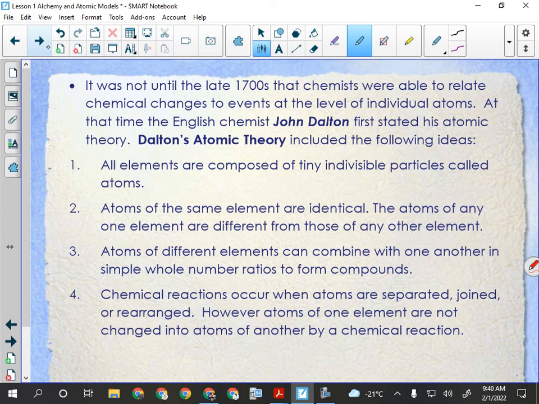Third point. They're all identical, and atoms of any one element are different from those of any other element. And that's where the periodic table comes in. If I'm looking at an atom of boron, for example, an atom of boron will have 5 protons in it. It's having those 5 protons that gives boron its physical and chemical properties.